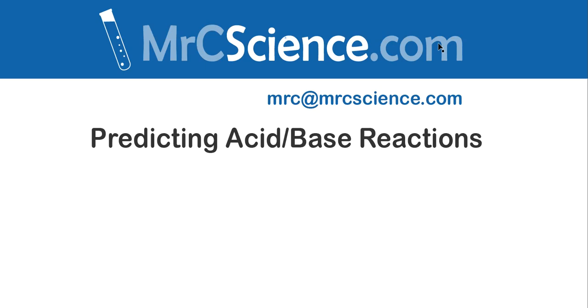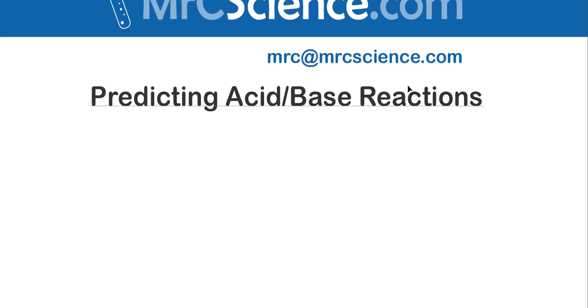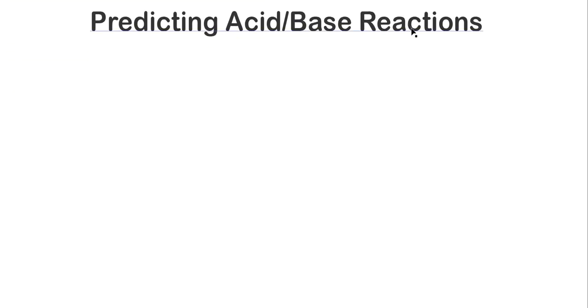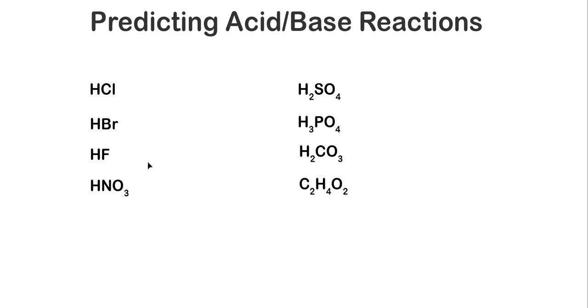In this video, we're going to talk a little bit about how to tell what the products of an acid and base reaction are going to be. So your book offers a list of 8 common acids. Walk through these: hydrochloric acid, hydrobromic acid, hydrofluoric acid, nitric acid, sulfuric acid, phosphoric acid, carbonic acid, and acetic acid. So these are all acids. You can tell often by the hydrogen at the beginning, so it's a donor.